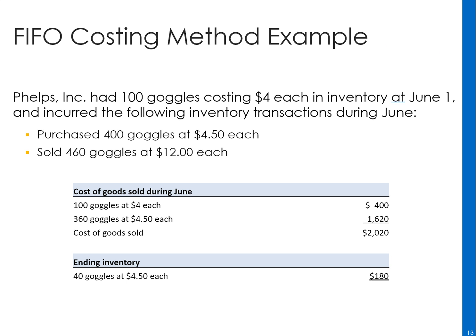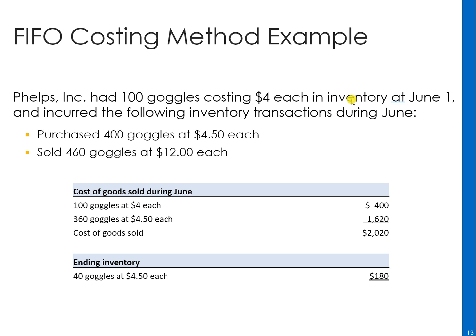All right, so let's take a look at FIFO, first in, first out. Assume we begin with 100 inventories, $4 each cost, and we have only two transactions during the period. One is purchase 400 at $4.50 each, and then we sell 460 at $12 each. Only two transactions during the period. Now, under FIFO, what is our cost of inventories and what is cost of goods sold? We're going to determine that.